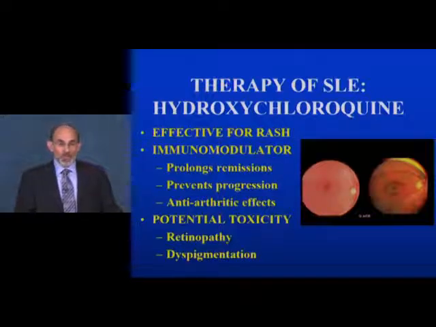thrombocytopenia and arthritis, but not meeting 4 criteria for the diagnosis. It will often prevent it from going on to full lupus, which improves the prognosis immeasurably. And once a patient is in remission, it will prolong the remission. It also has mild anti-arthritic effects.